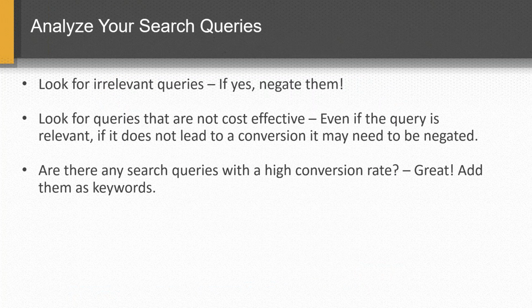The next way to optimize your keywords is by analyzing search queries. Like I said in the previous slide, sometimes your keywords may be triggered by search queries that are not as relevant as you'd like. You can view these search queries and negate them. Also, if you find a search query that is relevant but just isn't cost effective, it may need to be negated as well. And lastly, if there's a search query that performs very well, then you can add that query as a keyword. This allows you to bid on that keyword specifically.